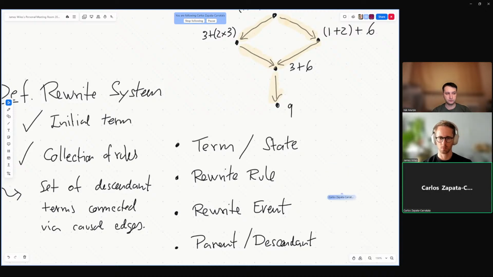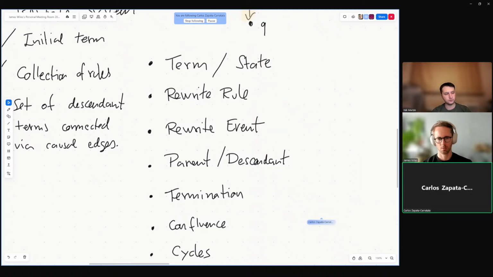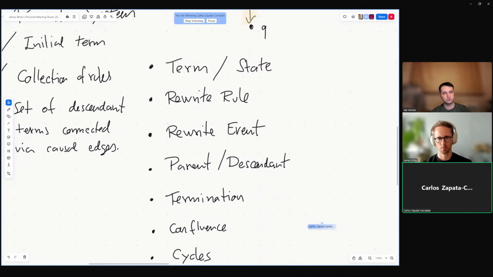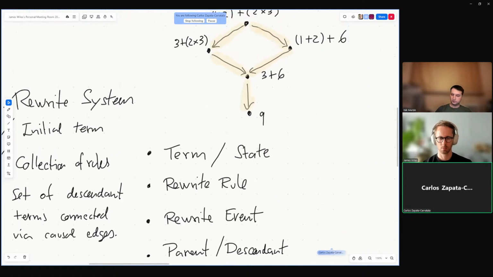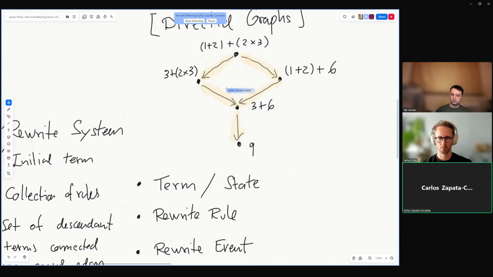All right. So very quickly through these terms. So we now understand what a term is. Now we understand what a rule is. A rewrite event basically corresponds to an edge in this terminology, right? To a directed edge of my graph here, of my system.